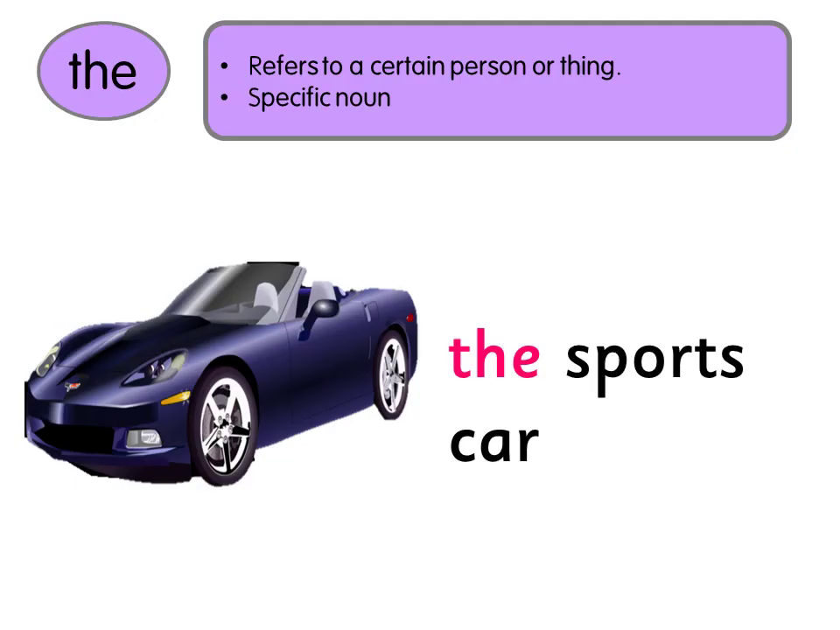Now, let's look at the examples for the. It says here, it refers to a certain person or thing, and it refers to a specific noun. Let me explain. Now, what can you see here? Yes, it is a car, but what kind of car? It is the sports car because it refers to a certain car. So we say the sports car.